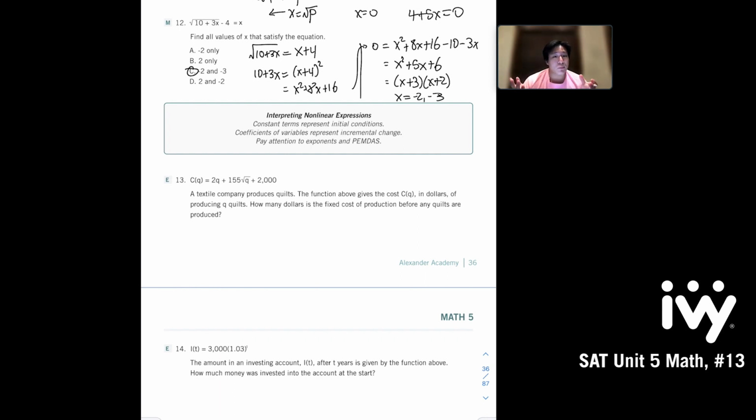So constant terms represent initial conditions, coefficients of variables represent incremental change. Very similar to what we talked about before, but we'll see that this kind of plays in differently here. So pay attention to exponents and PEMDAS as well. Of course, that's the main change that we're looking at.